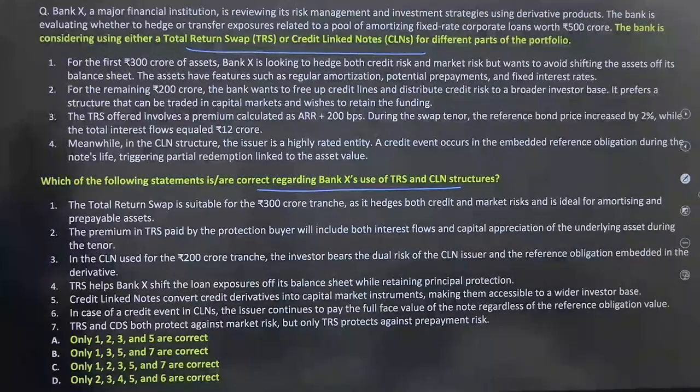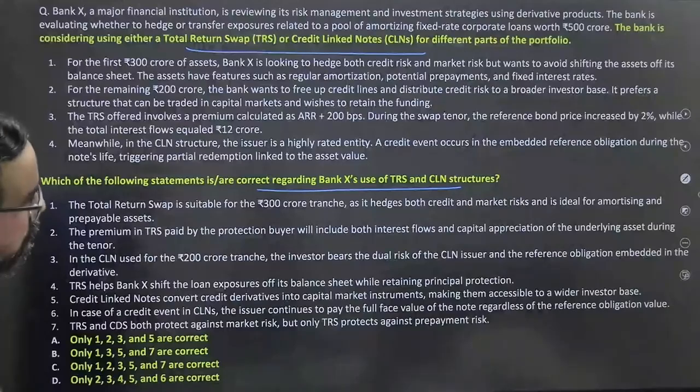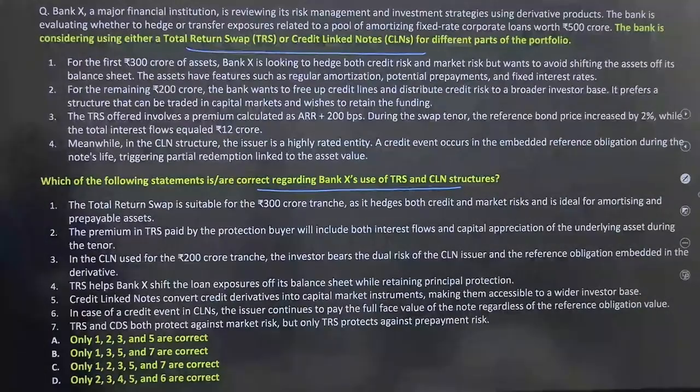The TRS offer involves a premium calculated as ARR, alternative rate of return, plus 200 basis points. Then during the swap tenure, the reference bond's price increased by 2%, while the total interest flow equals rupees 12 crores. Meanwhile, in the CLN structure, the issuer is a highly rated entity. Credit events occur in the embedded reference obligations during the note's life, triggering partial redemption linked to the asset value. So these are the statements taken now.